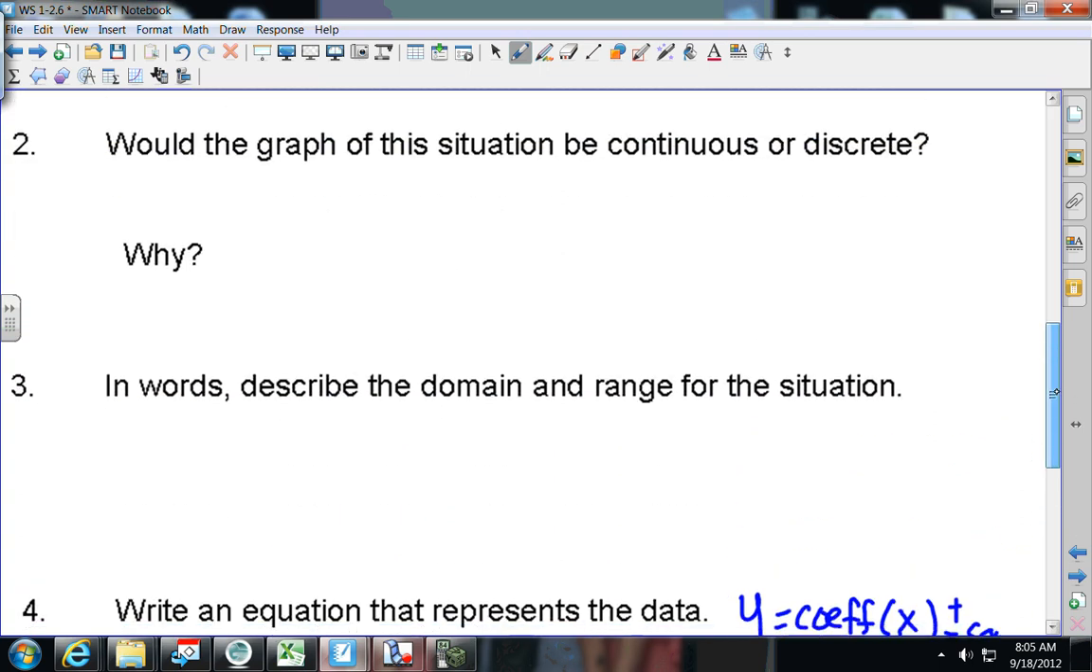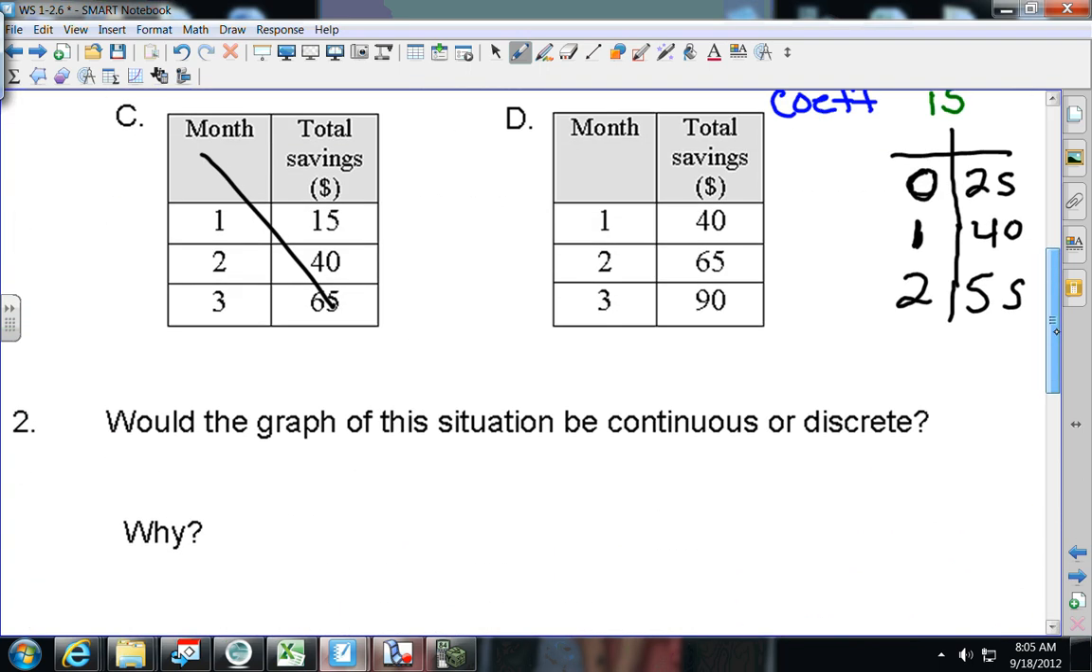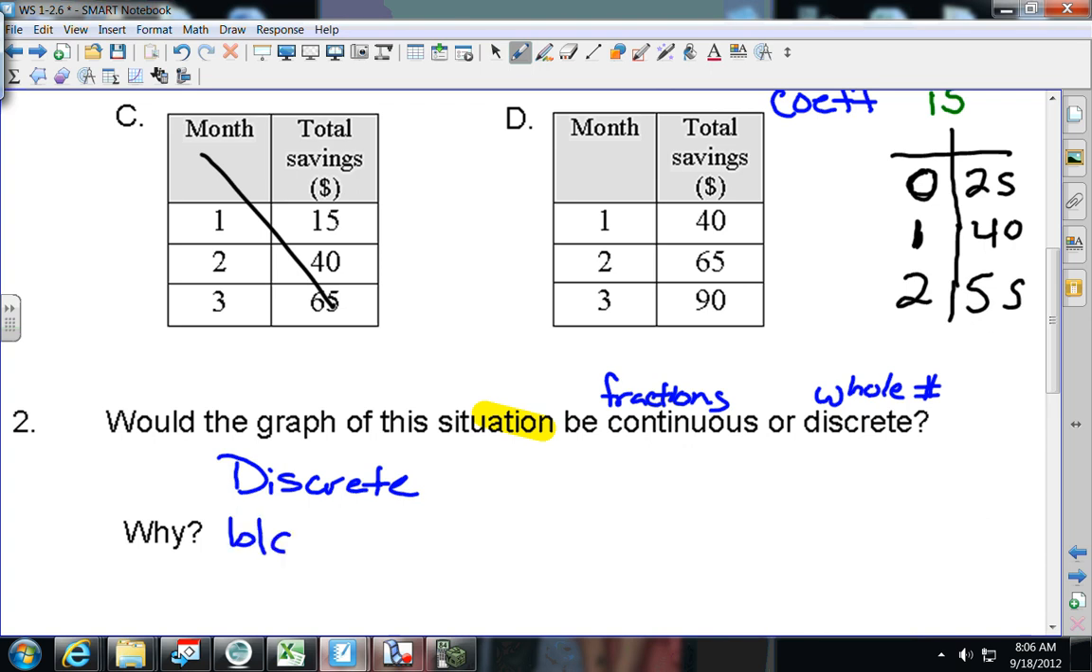Now, when we look back up here, would this situation be continuous or discrete? First off, we're talking about the situation, this problem up here. Is it continuous? Continuous means I can have fractions and decimals. Am I depositing things 0.6 times or 0.6 of a month? No. These are whole numbers. It is discrete because you are depositing once a month.